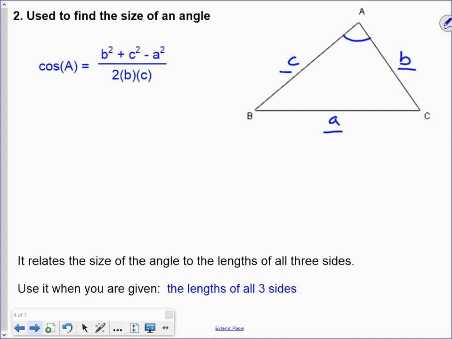I've written this down at the bottom. It relates the size of the angle to the lengths of all three sides. You can use it when you're given the lengths of all three sides. Now, on the formula sheet that you have, in order to help you remember the last step, we don't want cosine A, we actually want angle A. So our last step here is always going to be to do the inverse cosine of this big calculation that we see on the right-hand side.